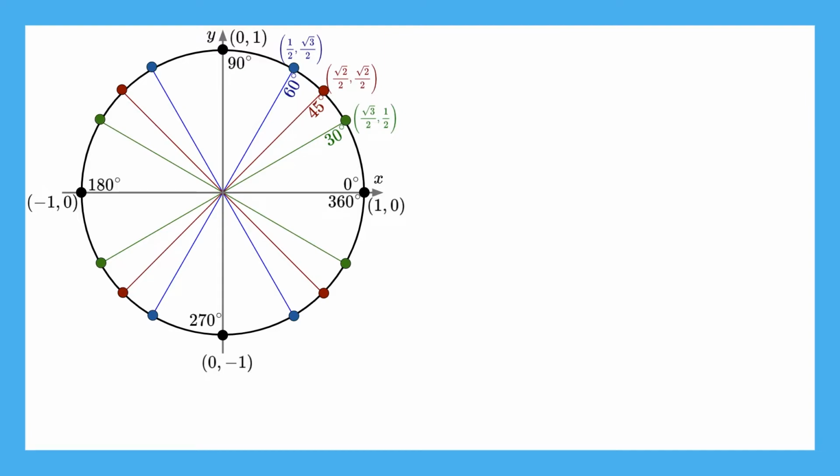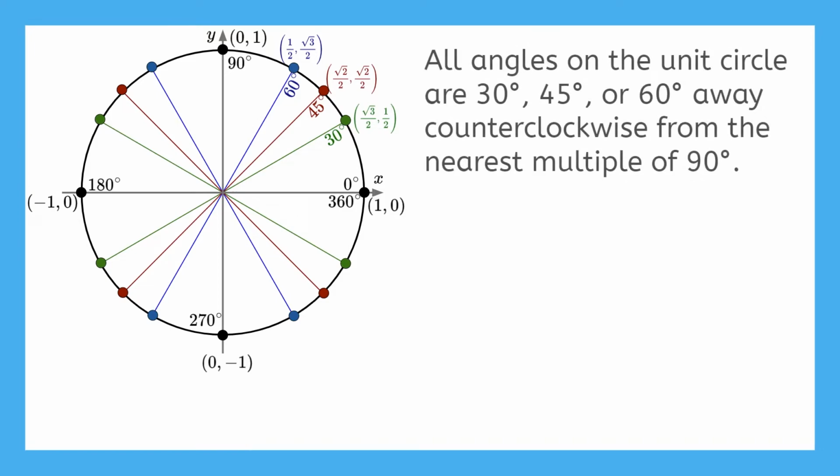The first way in which the symmetry is useful is for finding the values of these angles. Just like the 30, 45, and 60-degree angles in the first quadrant, all angles on the unit circle are 30, 45, or 60 degrees away counterclockwise from the nearest multiple of 90 degrees. For example, think about this point in the top left. We're measuring in standard position, so this angle includes these 90 degrees. Then we go 30 more degrees to get to the point we want.